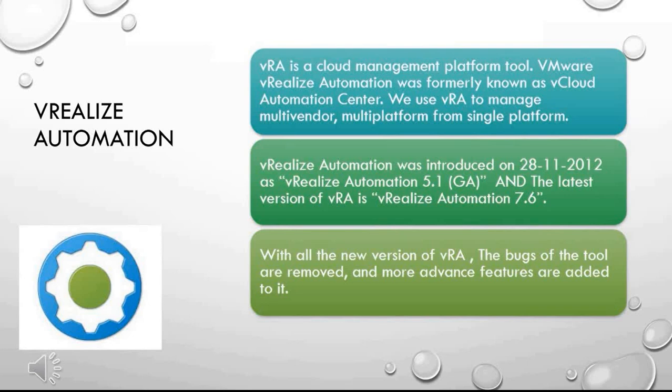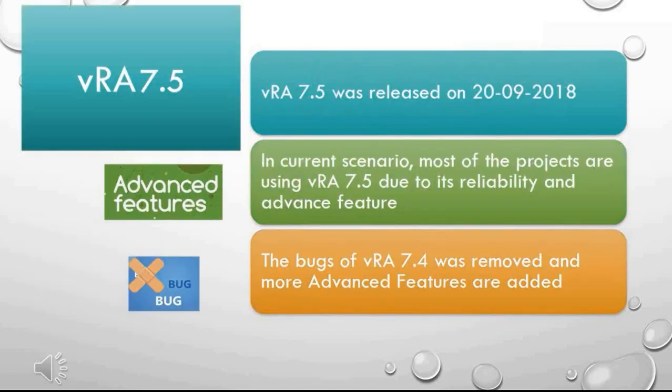So basically, we use VMware vRealize Automation to create and manage a multi-vendor, multi-platform cloud infrastructure. VRA was introduced on 28 November 2012 as vRealize Automation 5.1, and the latest version of VRA is vRealize Automation 7.6. Now let's talk about VRA 7.5.